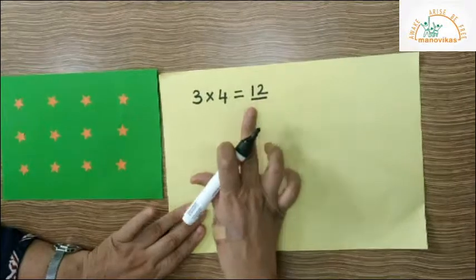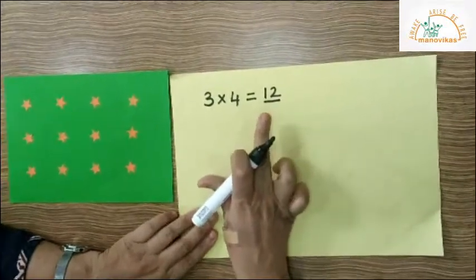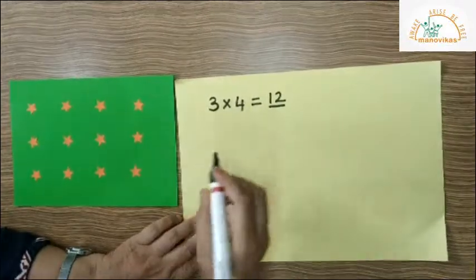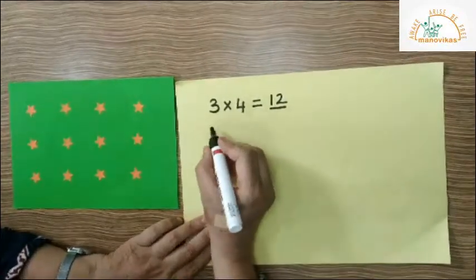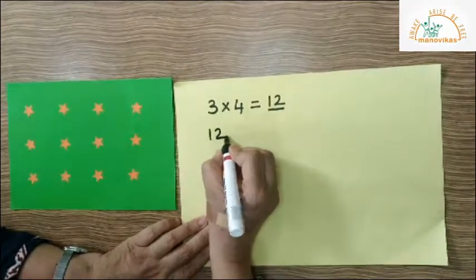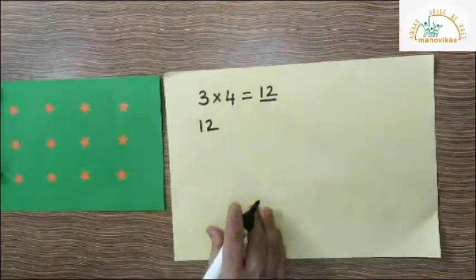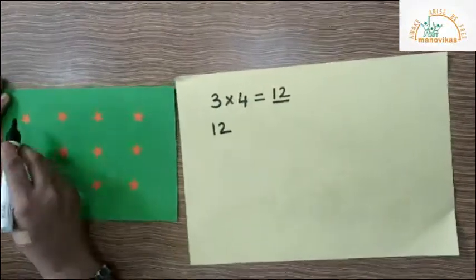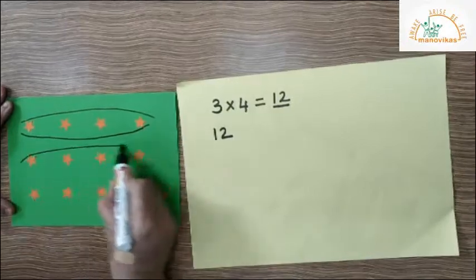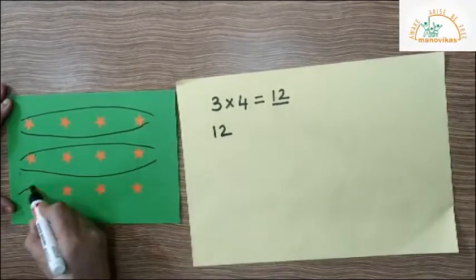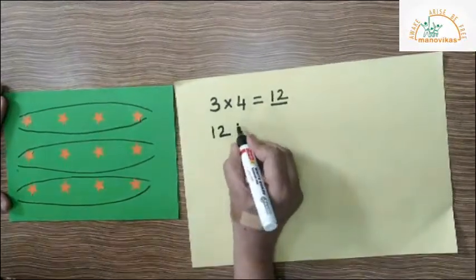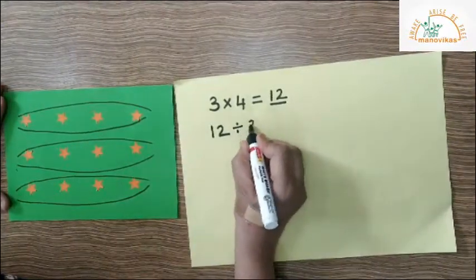Now, to write the division fact for this same multiplication sum, we have to write the total number of stars. How many total number of stars are there? There are 12 stars. Now, let me divide these stars into 3 groups. 1, 2, and 3. I have made 3 groups. So 12 I will divide by 3.